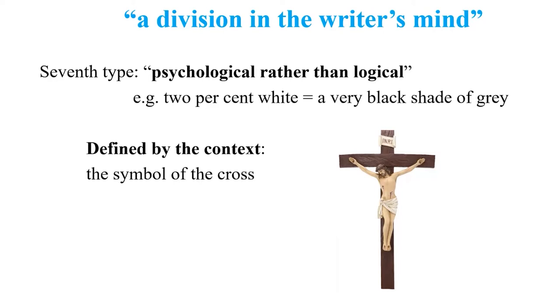So don't look for logic here. It's more rooted in faith. If you are from that faith, then you have this meaning, the symbol of the cross. If you are a Christian, you get this meaning, and if you are a Hindu, it means something different. If you are aware of that background, it gives a lot of interpretations. So this is the seventh type, and he described the seventh type of ambiguity as more psychological rather than logical. So you have two examples here, the white and the symbol of the cross.